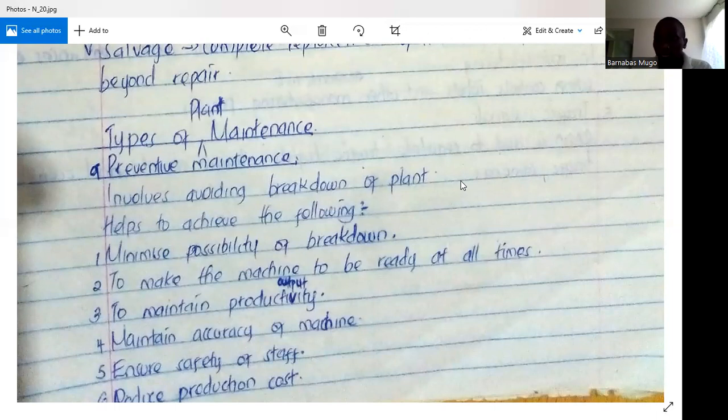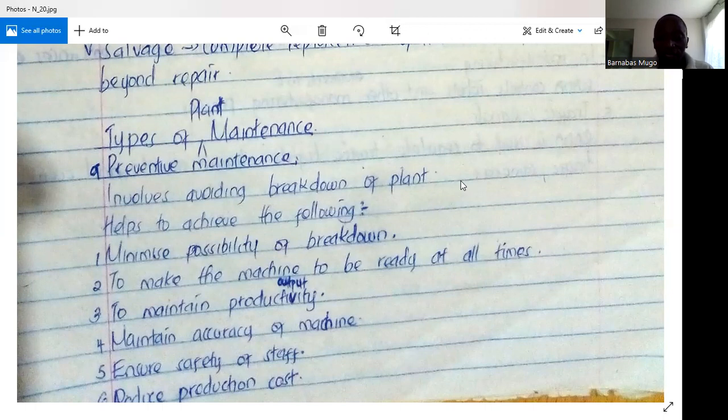Let's take an example of oiling the machine. We are doing oiling and greasing of the machine so as to minimize the possibility of those moving parts from breakage. And therefore, we are minimizing the possibility of breakdown of those moving parts by oiling.